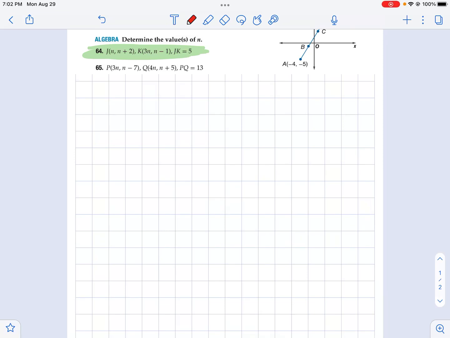All right, here's number 64. Algebra, determine the values of n. So given some unknown coordinates and a distance, let's find out what n is.